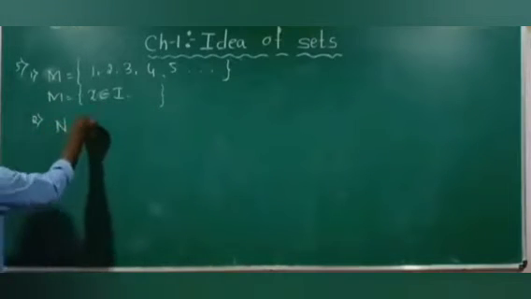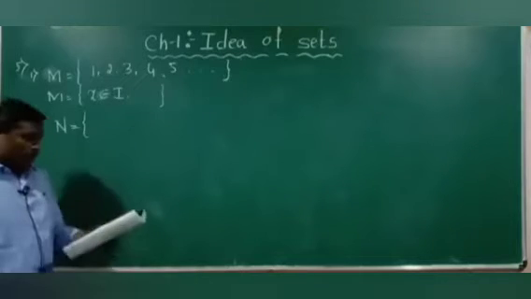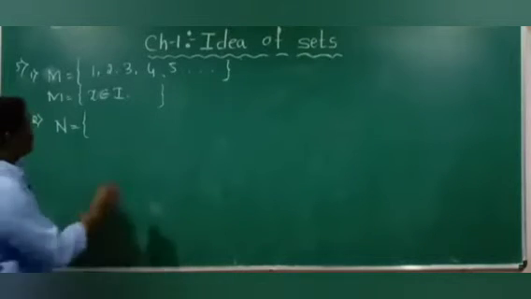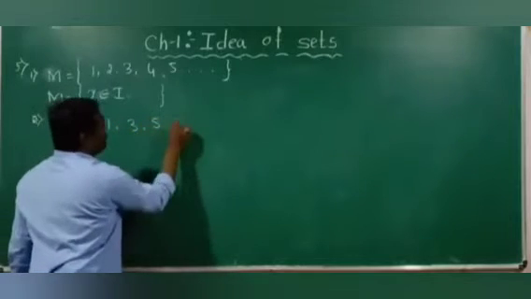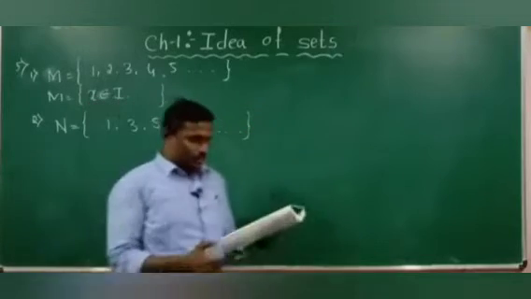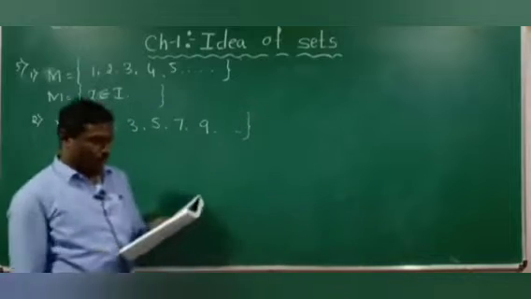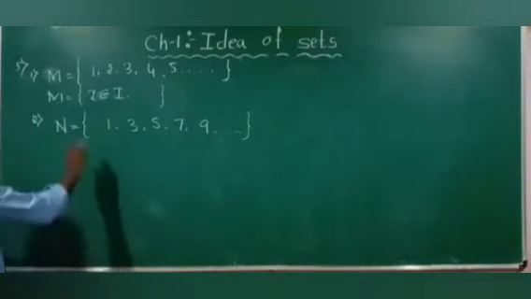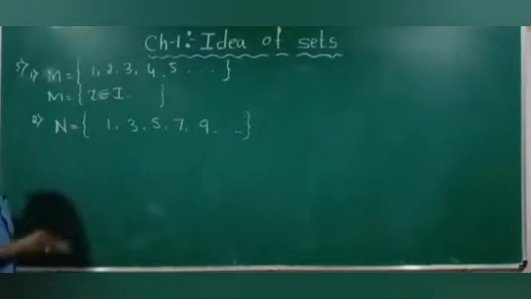That set I am considering as N. You already know the odd natural numbers. What are the odd natural numbers? 1, 3, 5, 7, 9. We can write an infinite number of odd natural numbers. So this is the representation of the given statement in roster method.